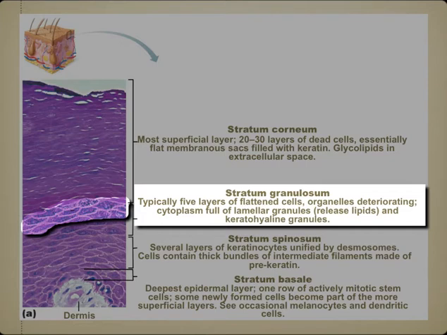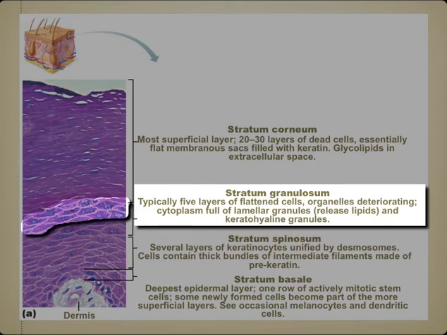Stratum granulosum in most parts of the body is about 5 to 7 cells thick. They're flattened out. They're no longer cuboidal as they were down below. The organelles are beginning to die. The cytoplasm are full of granules that release lipids and a compound known as keratohyalin. At the upper part of stratum granulosum, cells are actually dead.